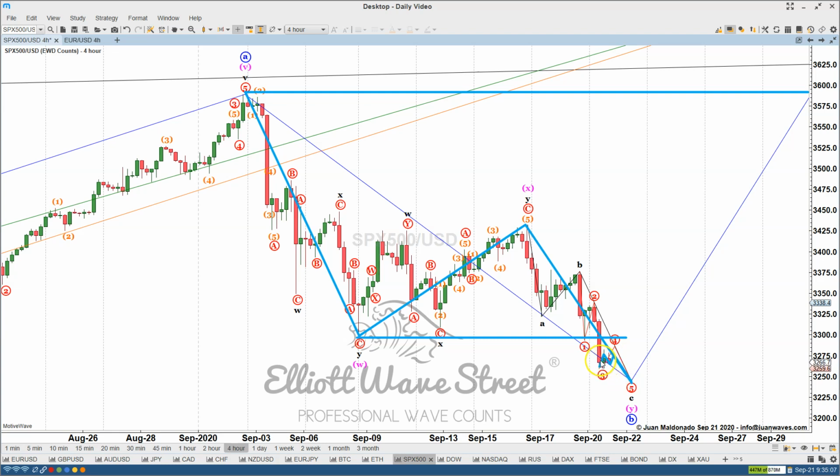So this is my plan. This creates a point of control. This creates an equilibrium and a balance there. And once the price moves outside that balance, it's the opportunity.